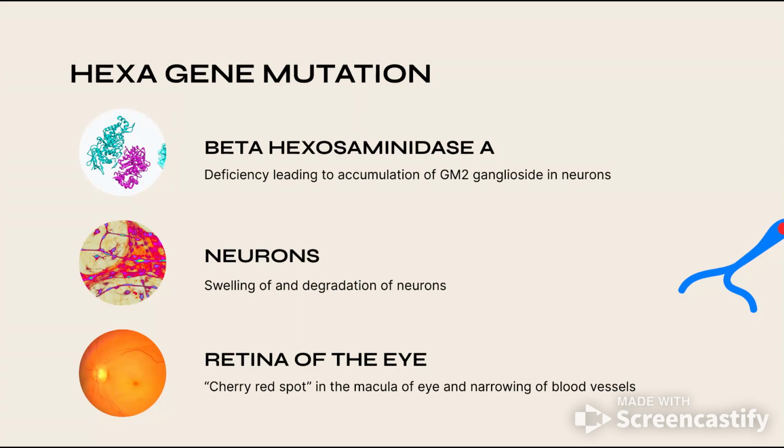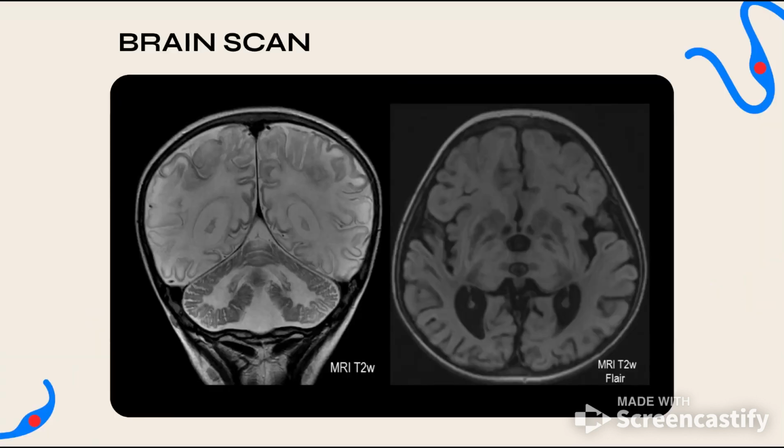Along with the enzyme deficiency, we can also see the swelling of neurons and the accumulation of lipid in retinal ganglion cells, which leads to a red mark on the retina called the cherry red spot. And then here's a brain scan of a 5-year-old child with infantile onset Tay-Sachs. We can see the cerebral cortical and cerebellar atrophy and diffuse white matter in the images, which indicate damage to the myelin sheath.